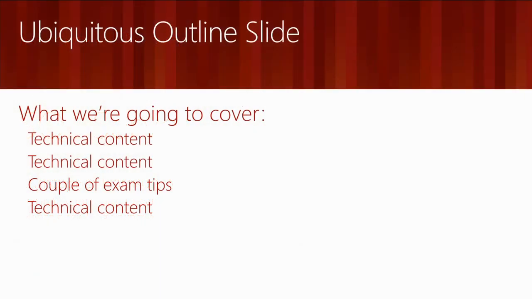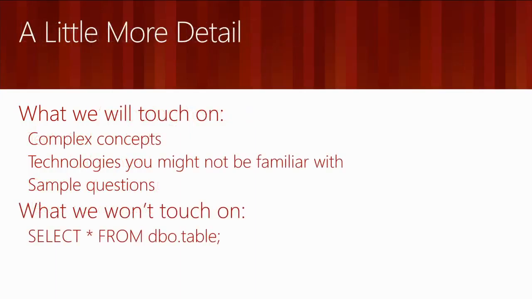So with that, the ubiquitous outline slide. Here's what we're going to cover: technical content, some more technical content, a little bit of exam tips, and then some more technical content. One of the biggest things we got as far as feedback went is that there was just too much fluff, too much exam stuff and not really about the technology itself. So all of the exam tips have been moved out to Cert 101, and you can find that on the Ignite website. If there are questions, I'll absolutely answer them.